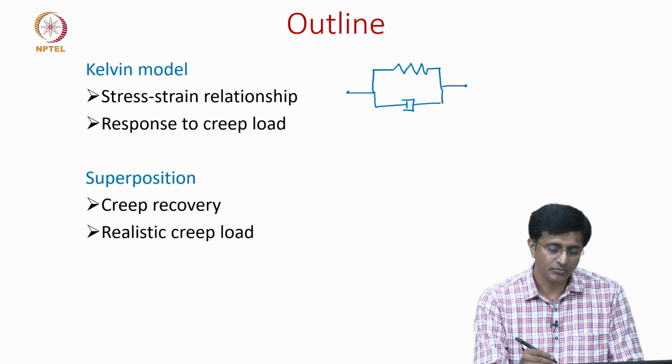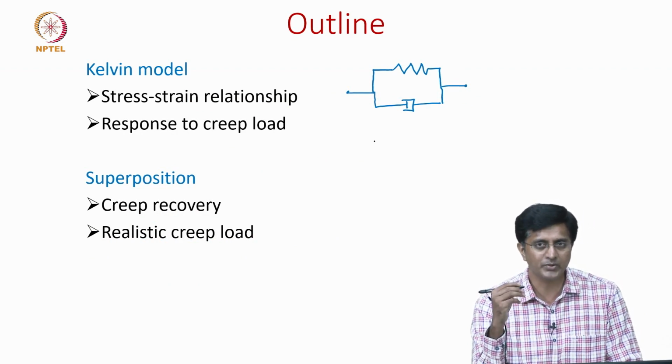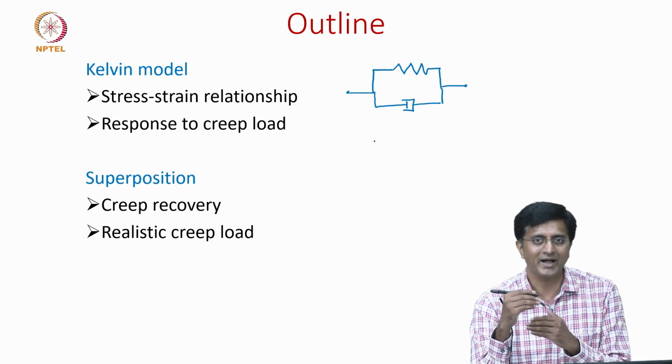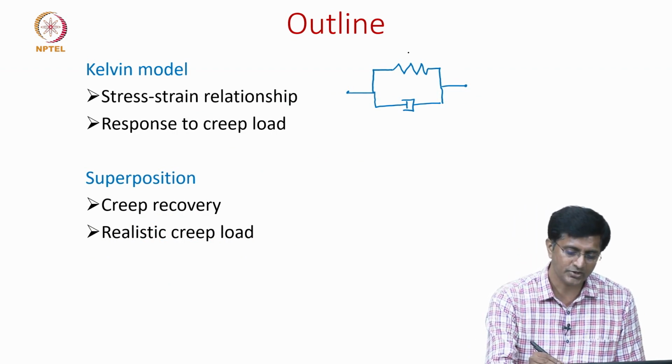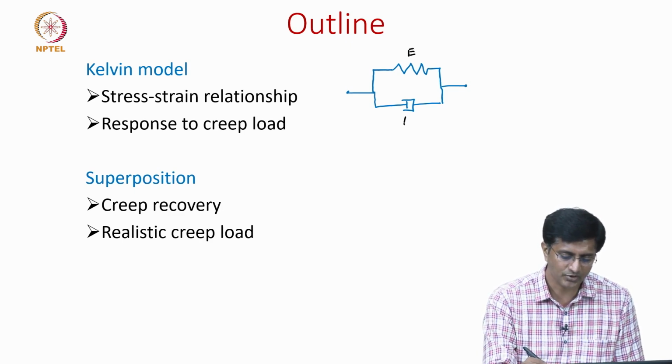As we discussed in previous lectures, the Kelvin model is when we have one spring and one damper both in parallel to each other. The spring is represented by this modulus E and the damper with the viscosity mu.